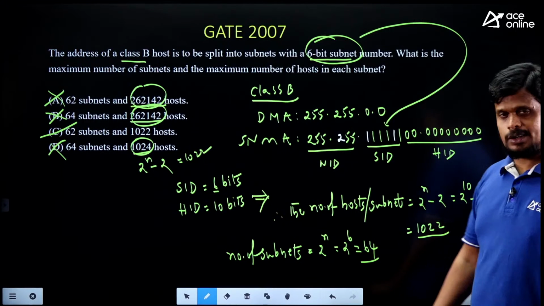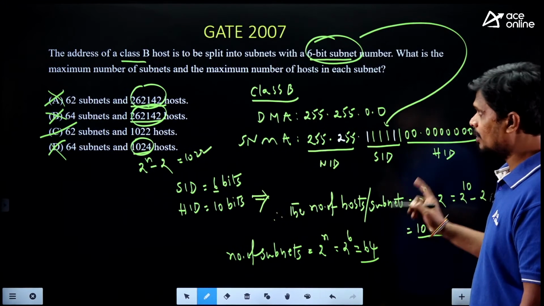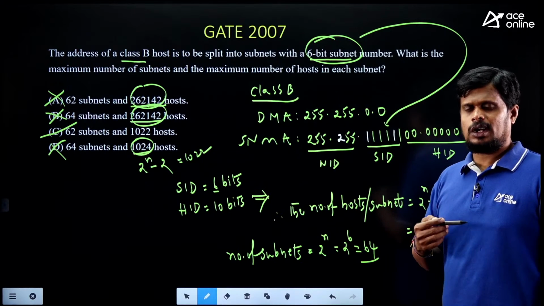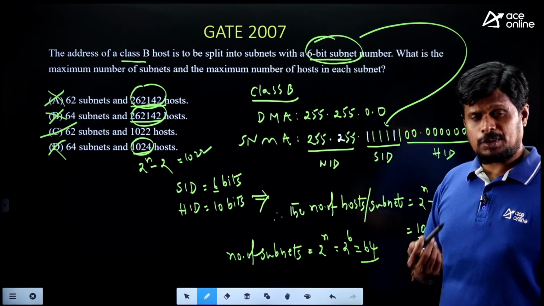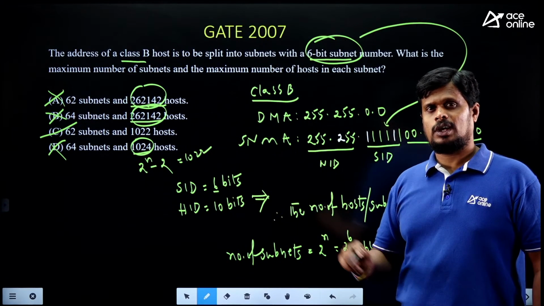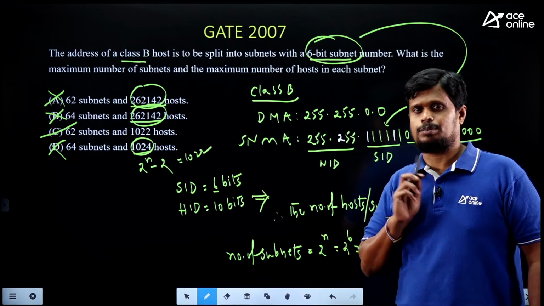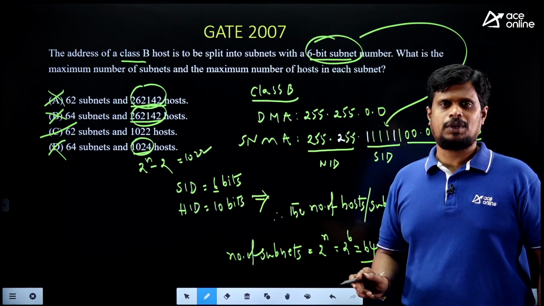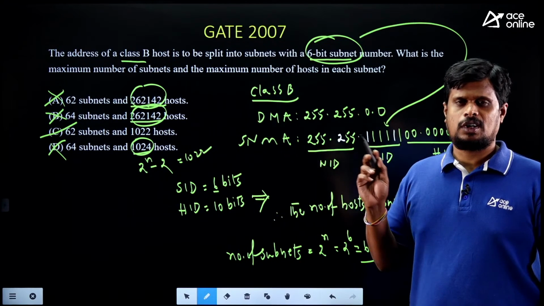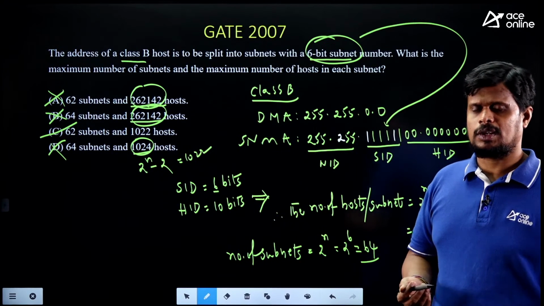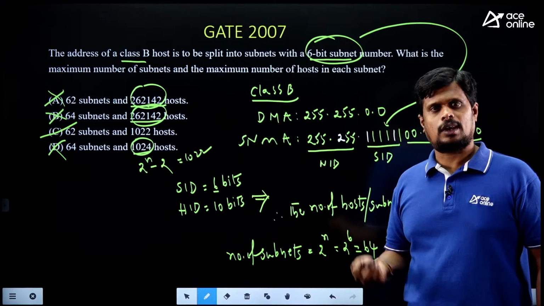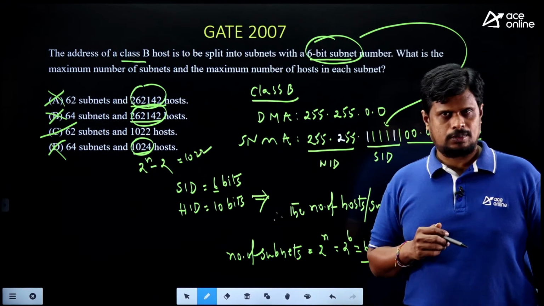So I hope you are clear with this, right? Next, mind one point: if you want to calculate the number of subnets, the question must give either the class of the IP address or else the IP address. If the class of the IP address is not given, and the IP address is also not given in the question, then you cannot find the number of subnets per network.